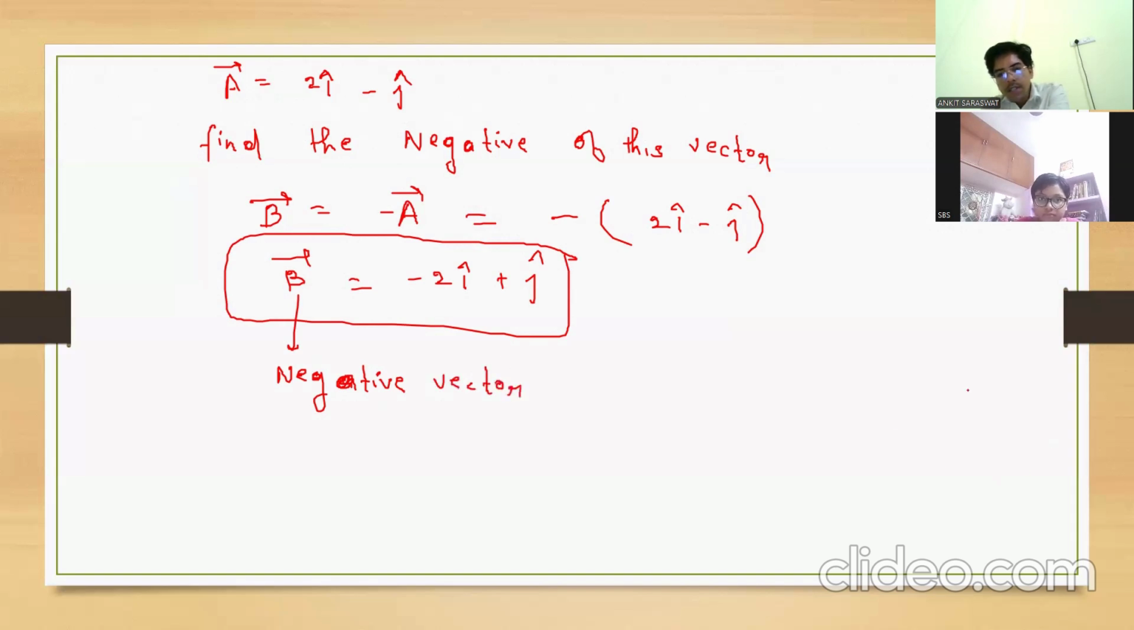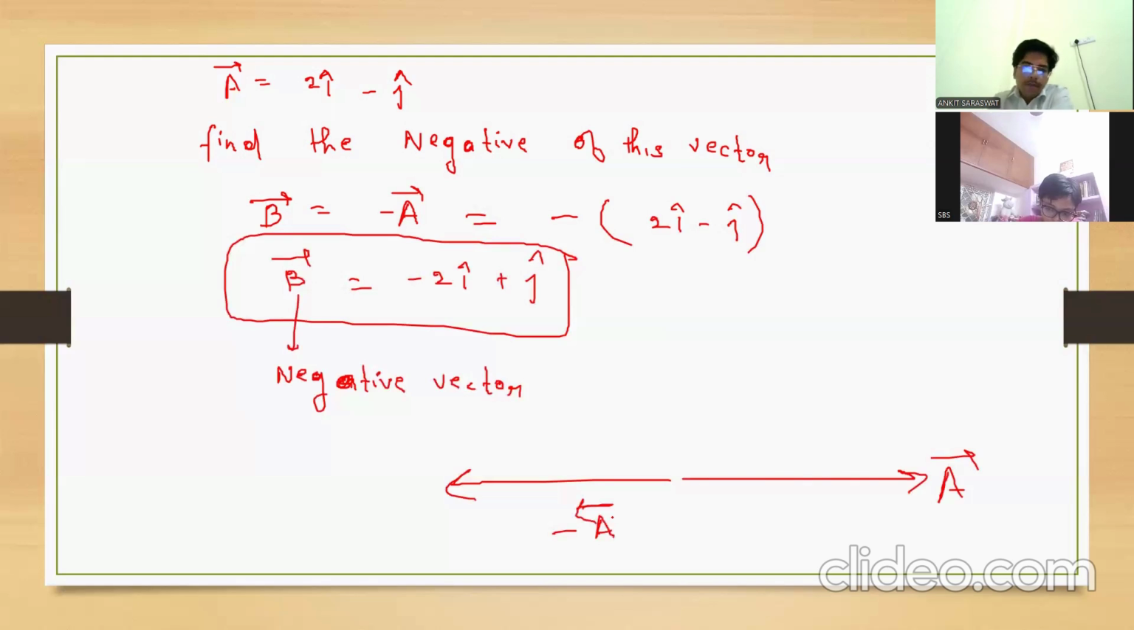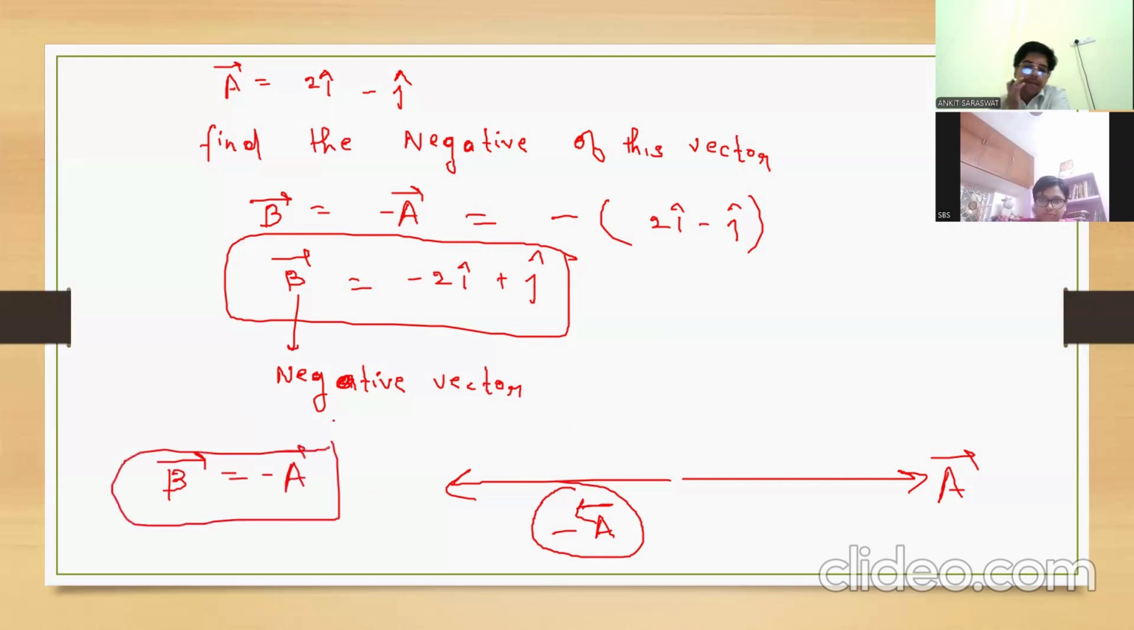Meaning is what? If A vector is like this, its negative will be like this. This is minus A. This is the negative vector, and we are giving the name of this vector as B vector. Yes, sir. This is negative vector.